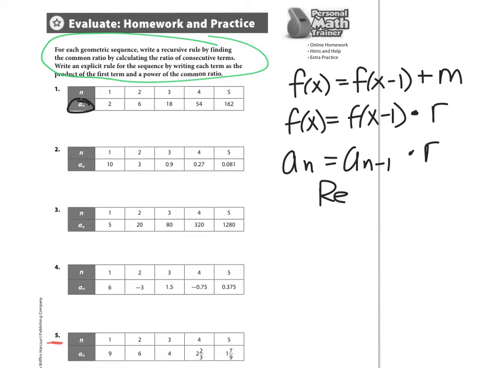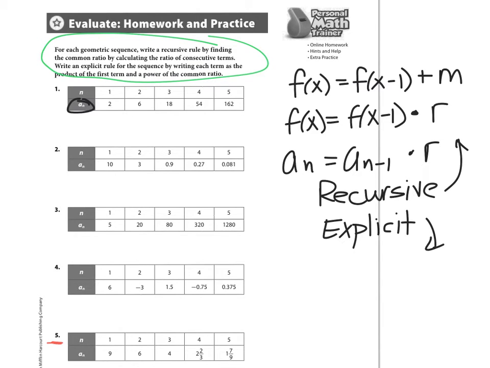So that's all recursive. I always have to look up how to spell recursive. I never can remember if it's two r's, two c's, all that stuff. So this is all recursive. Okay, and explicit is for the given values. So in an explicit rule, it's going to be a sub n equals a sub 1, your first term, times r to the n minus 1 power. That's going to be your explicit rule.